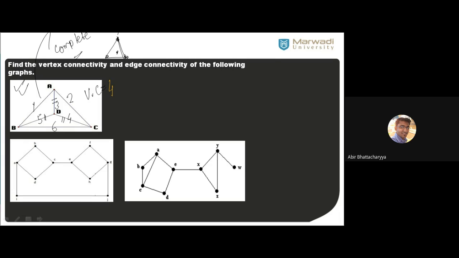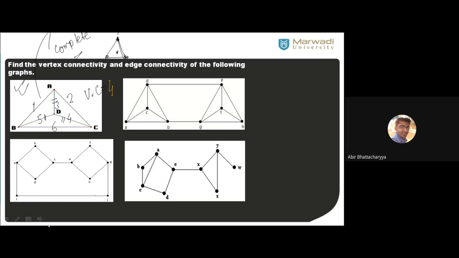All right. VC is not 2 here. Those who have written VC is 2, justify how VC is 2. VC is not 2. VC equals 4. Okay. The next graph is for you. Go on.